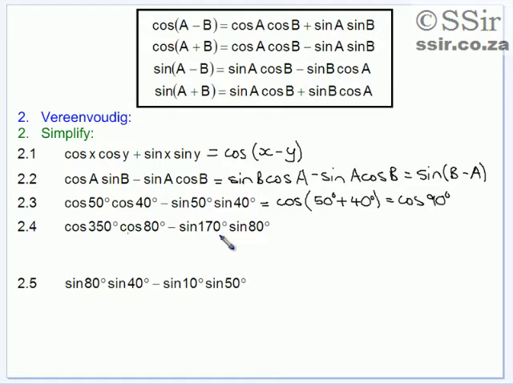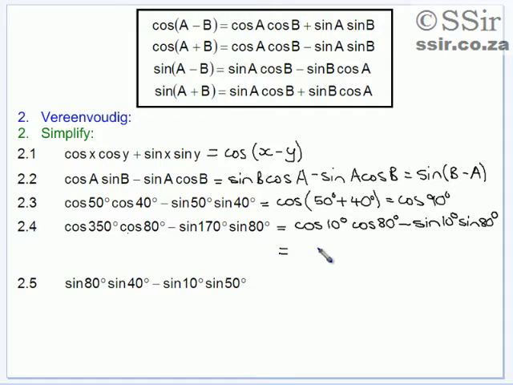So cos of 350 lies in the fourth quadrant. Cos is positive there, so this is equal to cos of 360 minus 10, which is just equal to cos of 10 degrees, times cos of 80, which is acute, minus sine of 170. 170 lies in the second quadrant. Sine is positive there, so this is 180 minus 10 degrees, so we just write it as sine of 10 times sine of 80 degrees.